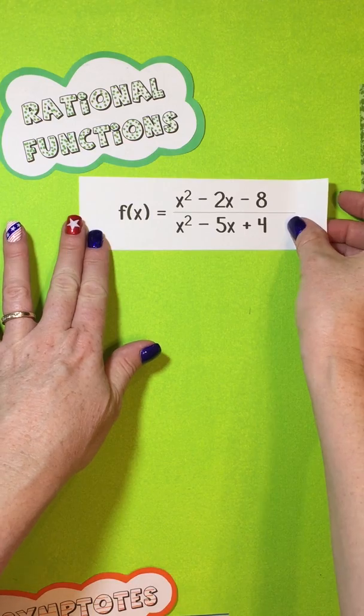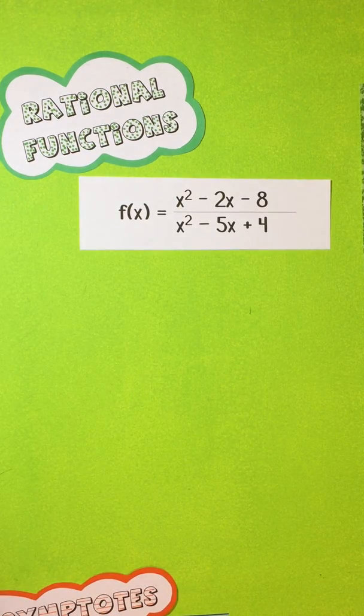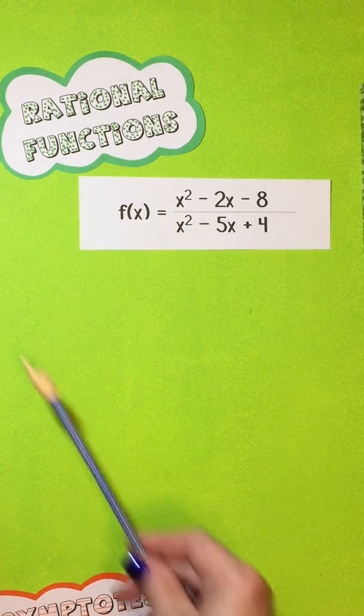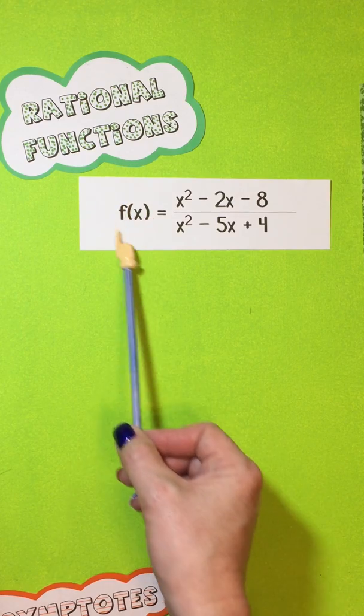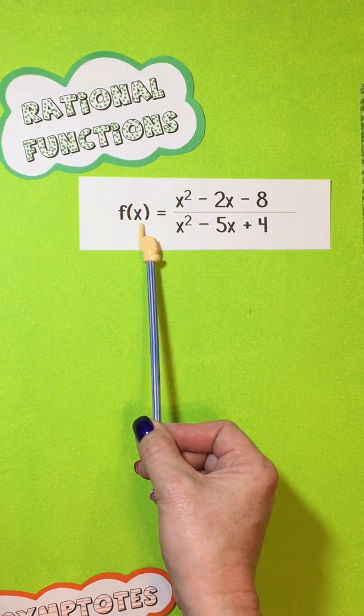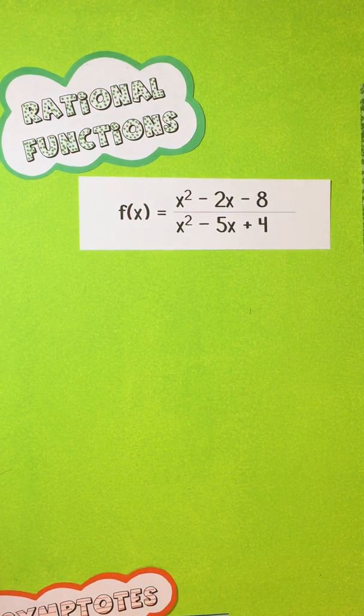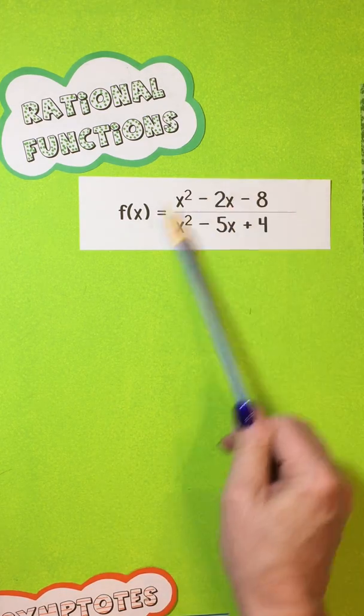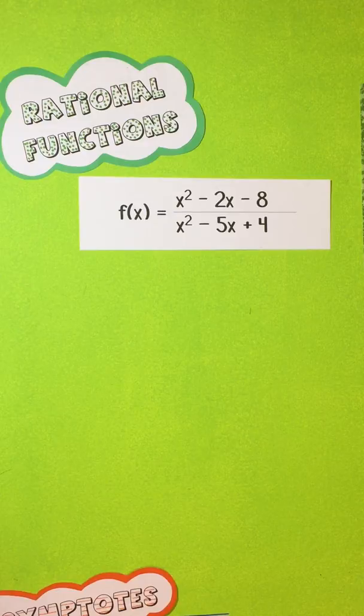Here's our rational function that we're going to take a look at. We have f of x equals x squared minus 2x minus 8 all over x squared minus 5x plus 4. This guy right here, rational, is a function because right here it is denoted f of x. A function means that when we sketch this graph, it will pass the vertical line test. It will also show that for every x that we plug into our rational function, we will get one and only one answer out. For every x, there's only one y.